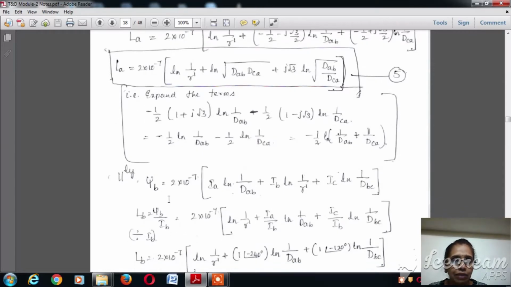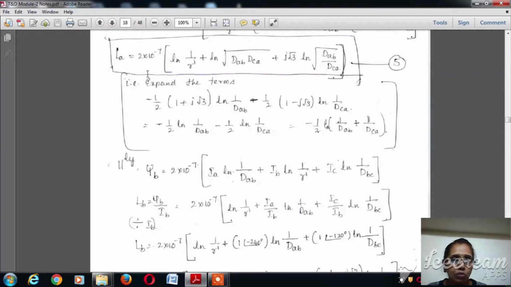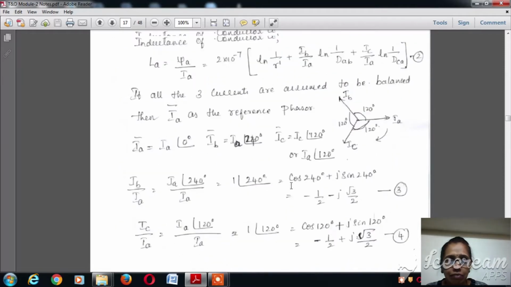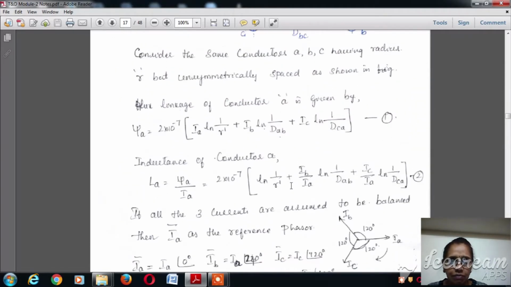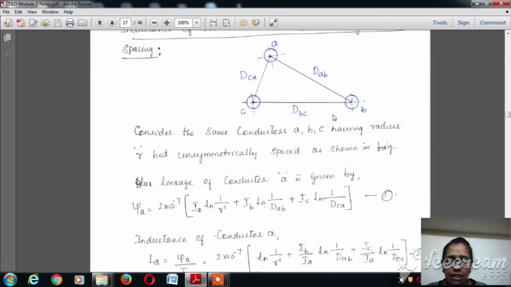Similarly, we can find out the expression for psi B, which is equal to 2 into 10 to the power minus 7 into IA into ln 1 divided by DAB. We have to go to the figure that we have drawn to consider the conductor B. Conductor B has mutual inductance with the two conductors, that is A and C. So we will consider only the DBC and DAB.